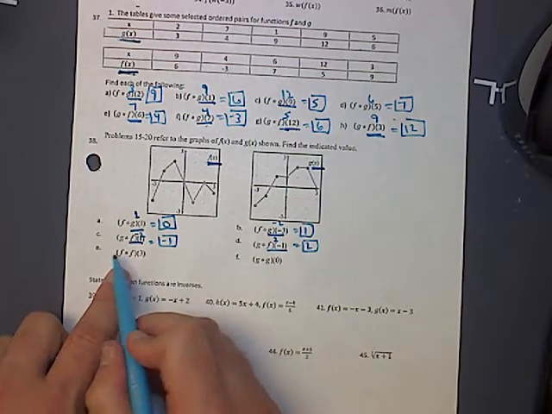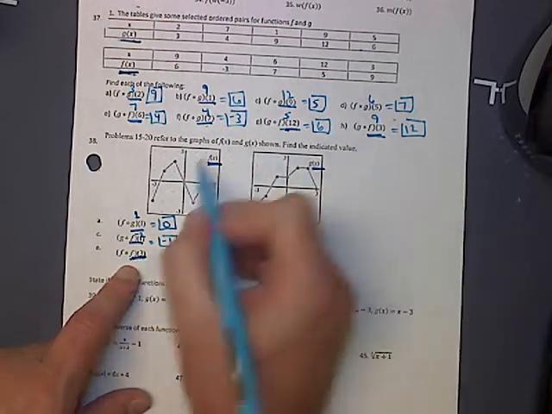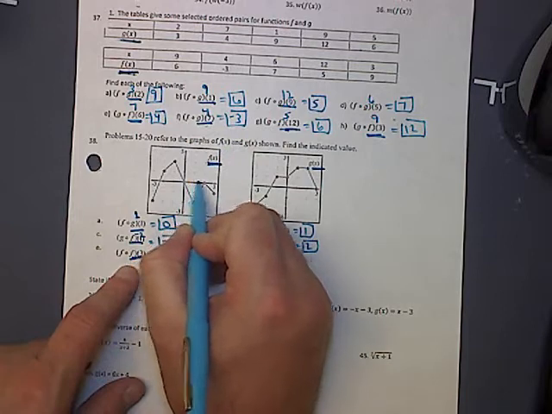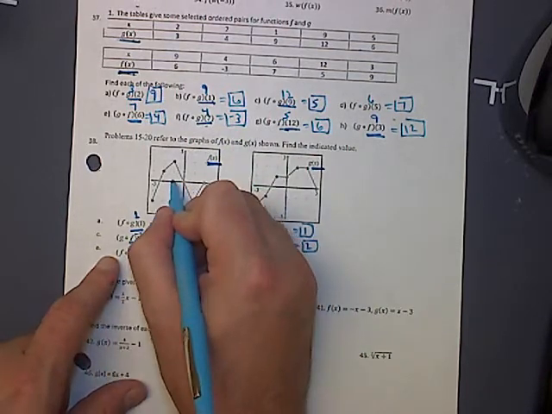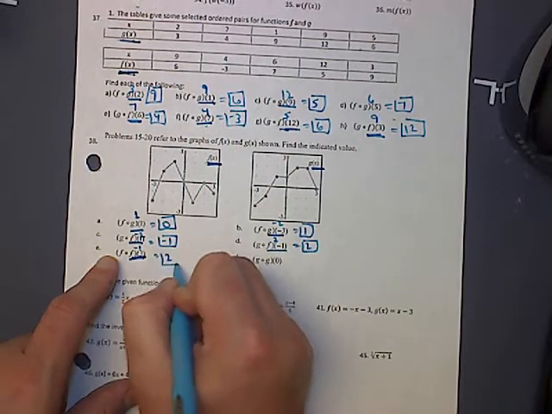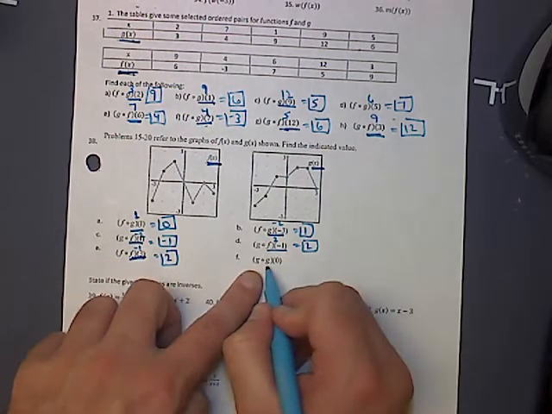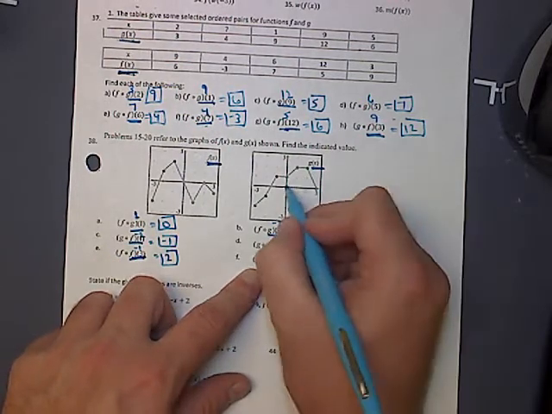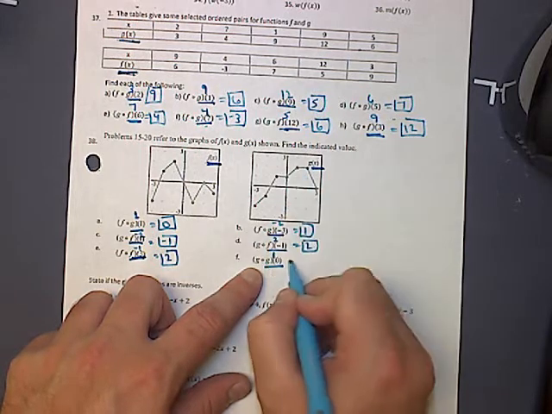Now, it can be F of F, so you just do it twice. F of 3, 1, 2, 3 is negative 1. Now do F of negative 1. F of negative 1 is 2. Okay? G of 0 is 1. G of 1 is 2.